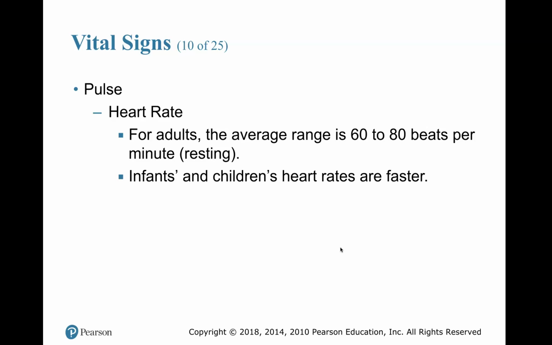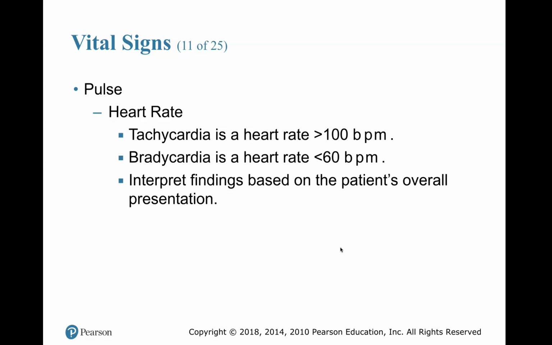Heart rate. For adults, the average range is 60 to 80 beats per minute resting. That means they are not doing anything. They're sitting and relaxing. Infants and children have faster heart rates. Tachycardia is a heart rate of greater than 100 beats per minute. Bradycardia is a heart rate of less than 60 beats per minute. Interpret findings based on the patient's overall presentation. What that means is see what else is going on to judge your heart rate. If they're having chest pains and their pain scale is high and their blood pressure is high, they might have a high heart rate. It's still not good, but it's normal for what they're feeling, and so forth.